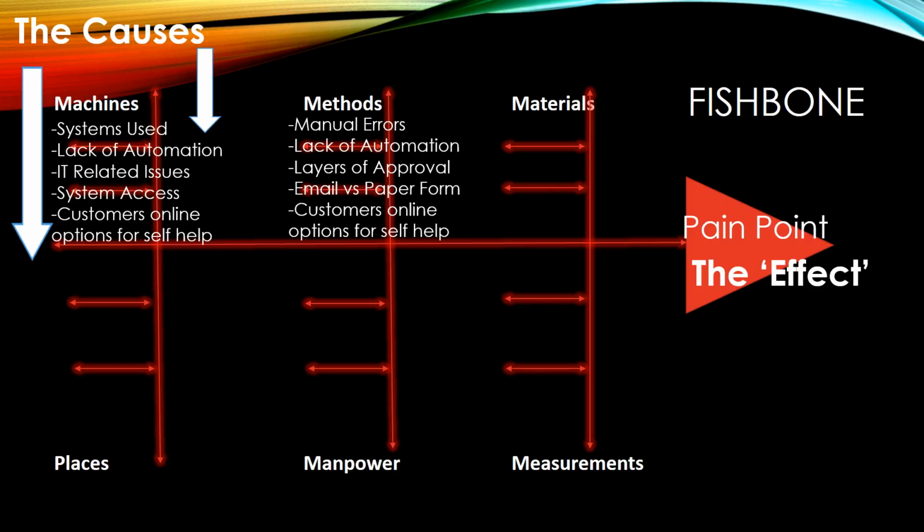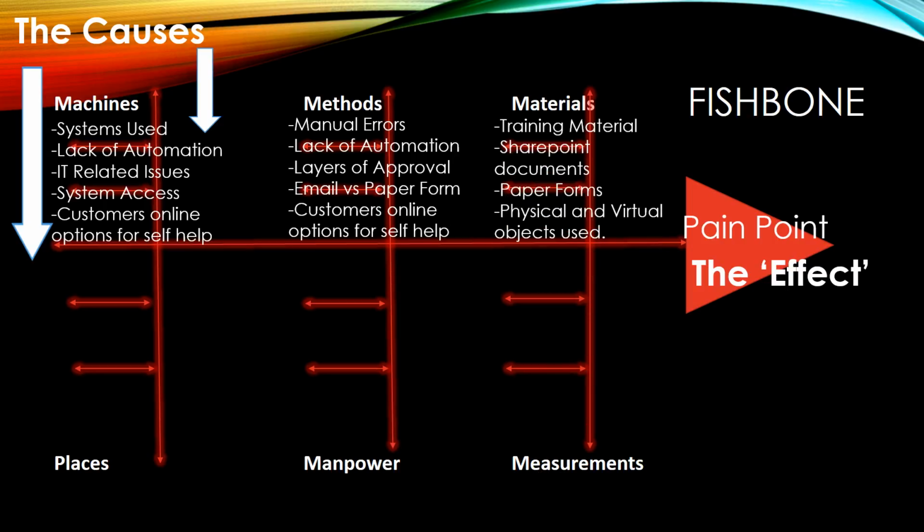Are there certain methods that lead to this specific pain point? Is there a manual process that's used? Is there a lack of automation? Are there several layers of approval? Anything that is methodical or procedure-based that unintentionally contributes to this pain point. We want to get it up on the board to examine how we can fix it. Materials is another group of things that we will brainstorm on. Materials can be anything from training material to SharePoint documents, paper forms, anything that's a part of the process that might contribute to the pain point we're trying to eradicate.